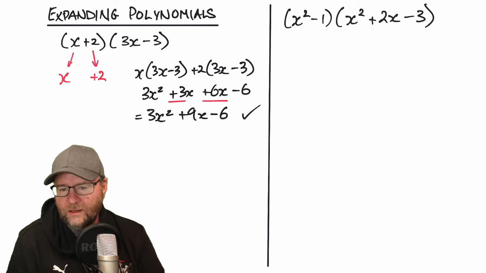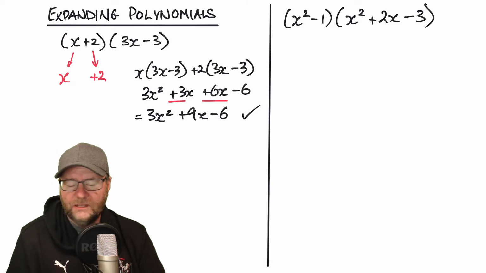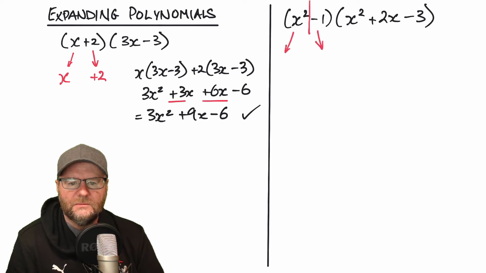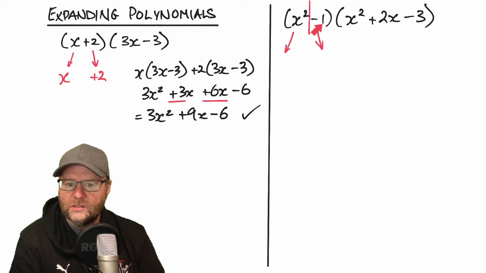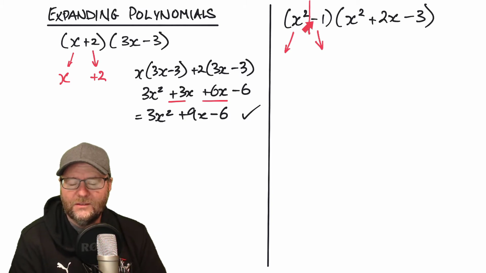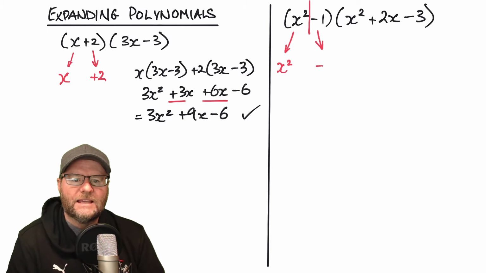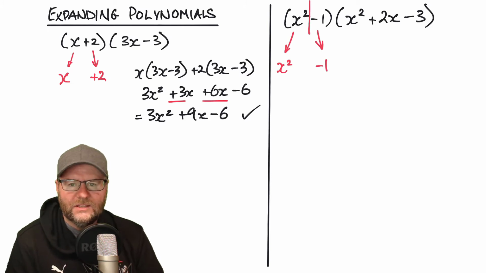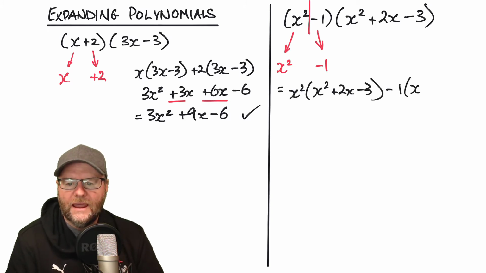I'm going to split. Usually the smaller one is easier to split. You don't have to do it that way. You could split the bigger one, but I'm going to split the smaller one right there. Now remember, when you split it, we include the sign. So at the plus or minus sign, that's the start of the new term. So my terms are x squared and negative 1. Each of those I'm going to multiply one at a time by the second expression, the second polynomial. So when I write that out, I get something like this.